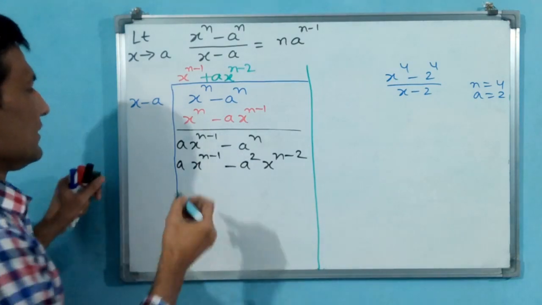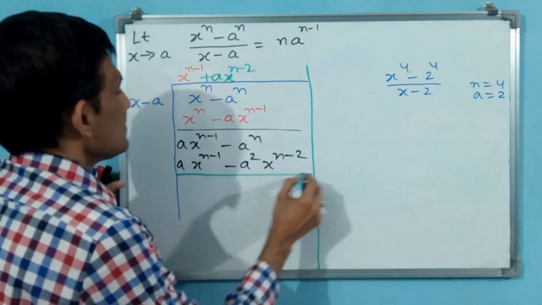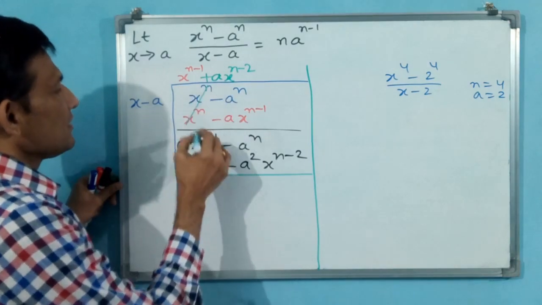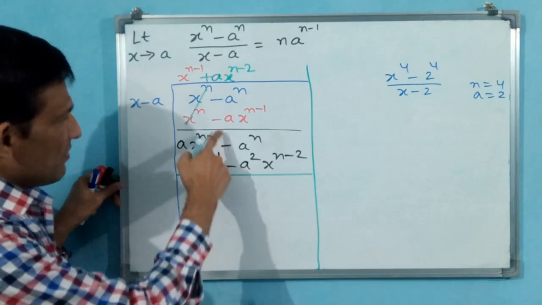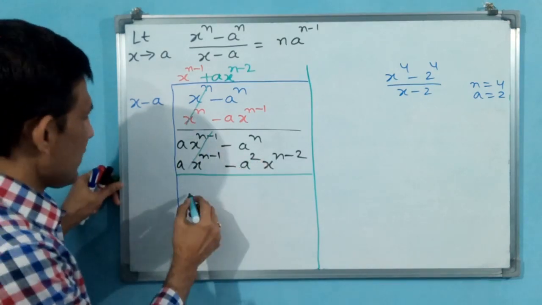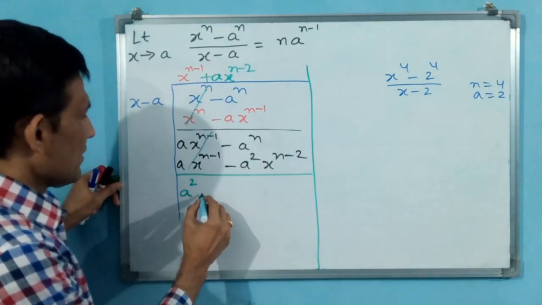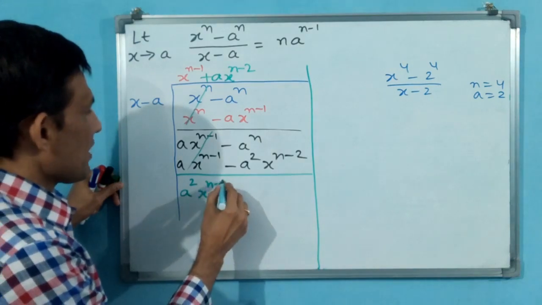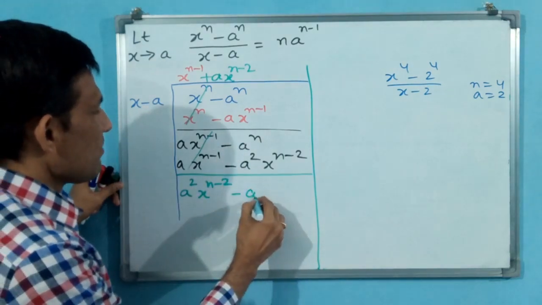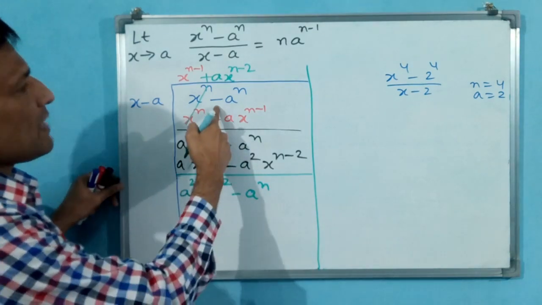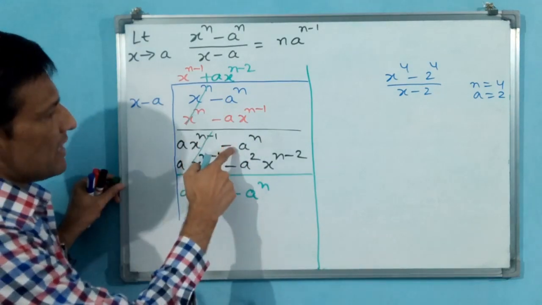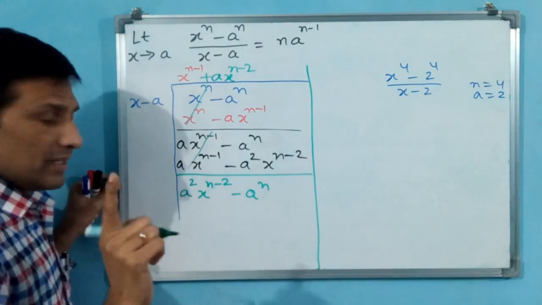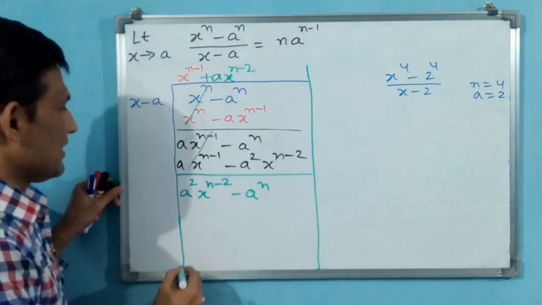Definitely okay. Now you see these two are going to get cancelled. Then first you write plus, why? Because minus of minus is plus. This you write first: a square x to the power of n minus 2, minus a power n. You see this minus a power n goes on coming. You observe carefully: minus a power n, minus a power n, minus a power n. That you have to keep in mind.